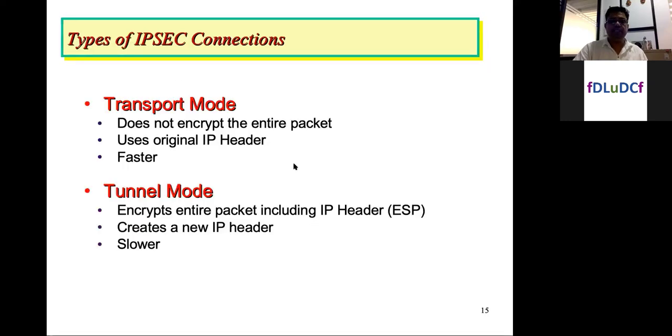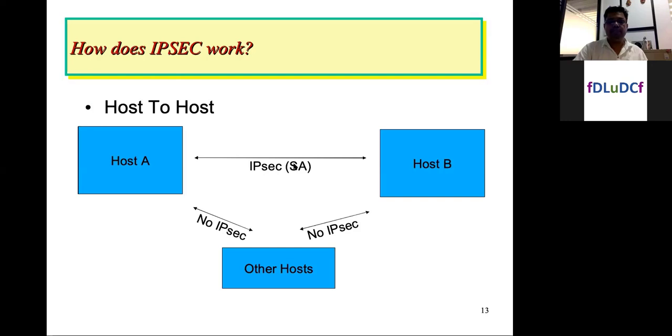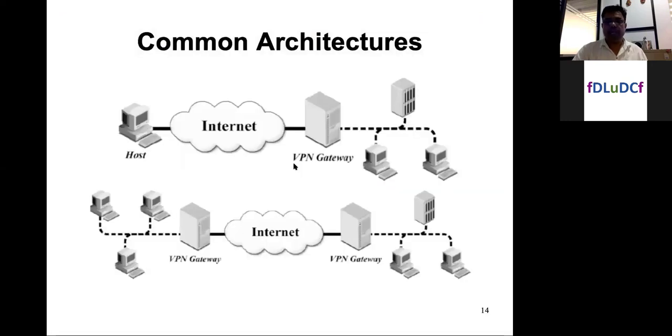As I mentioned, the most popular IP security architectures, or configurations, are host to security gateway and security gateway to security gateway. Security gateways are virtual private network gateways, or VPN gateways. The host is the roaming user. In the host to security gateway configuration, the host is connected to the security gateway through an encrypted tunnel.